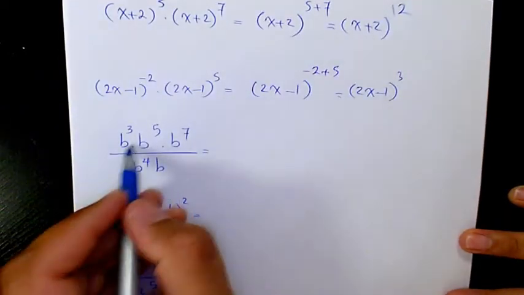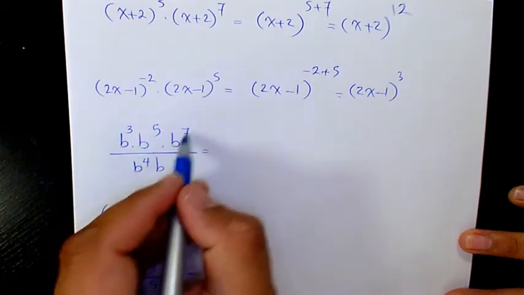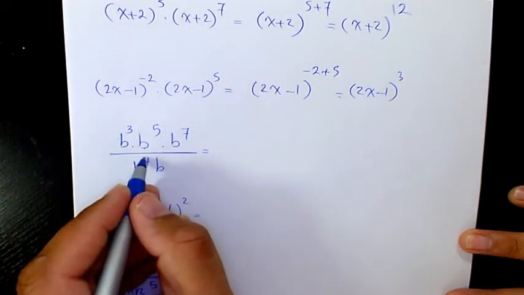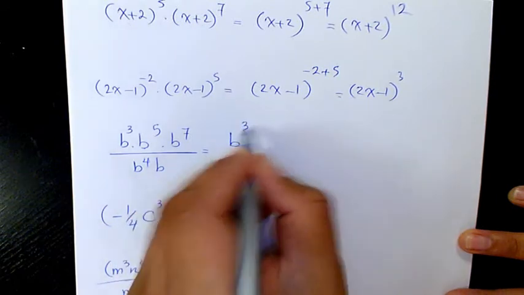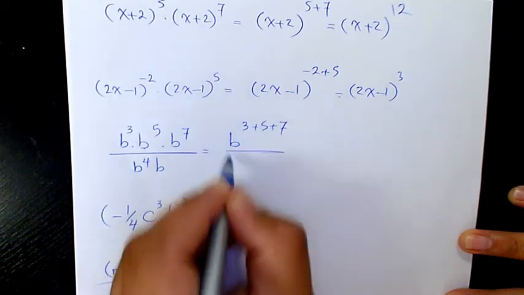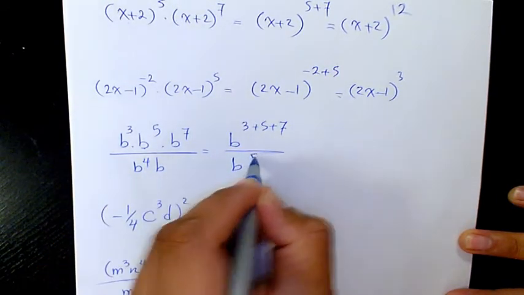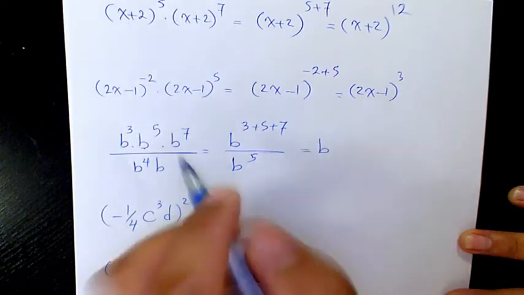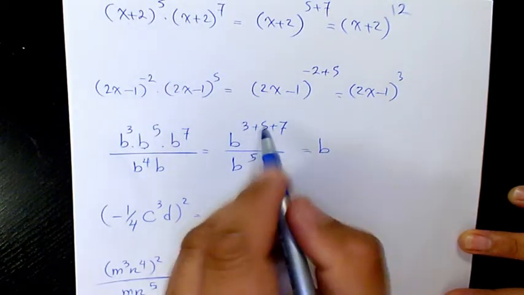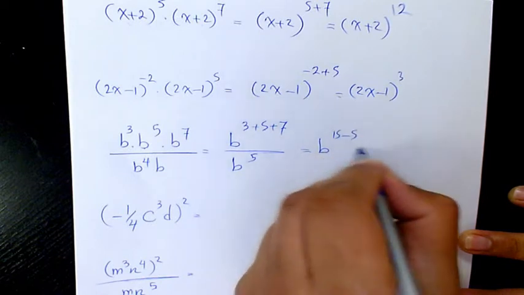Next one, b to the power of 3 times b to the power of 5 times b to the power of 7 divided by b to the power of 4 times b. So it's going to be b to the power of 3 plus 5 plus 7. b to the power of 4 plus 1 is going to be 5. So it's going to be b to the power of 15 minus 5 is going to be b to the power of 10.